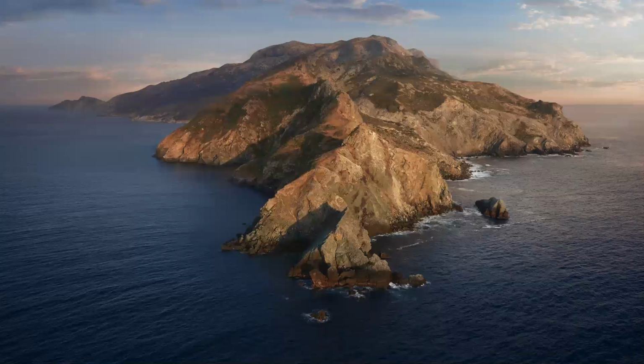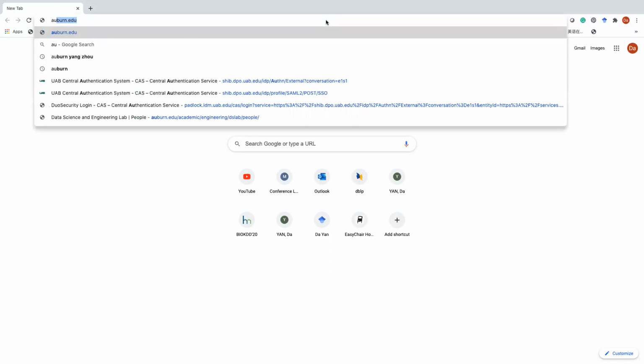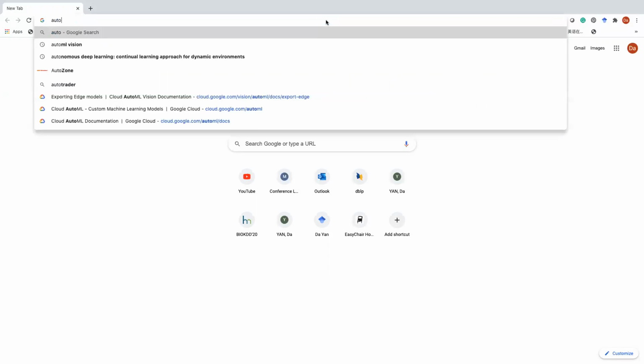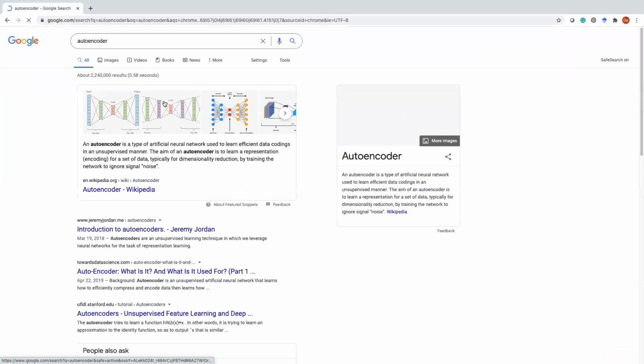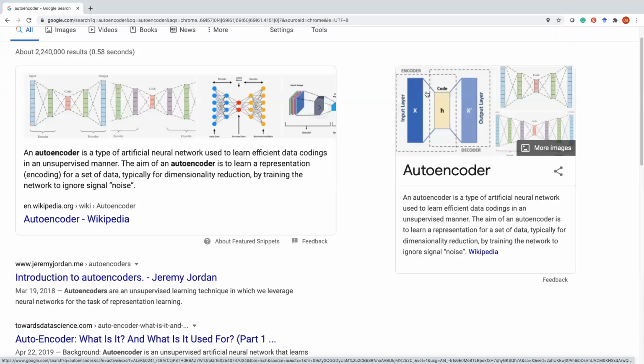Okay, so let me try to put a browser here. Actually, we don't need this desktop, but it's fine. So let me give you an example. There's a model in machine learning called an autoencoder. So what is an autoencoder? An autoencoder is some model that you have. So basically, let's see this image.